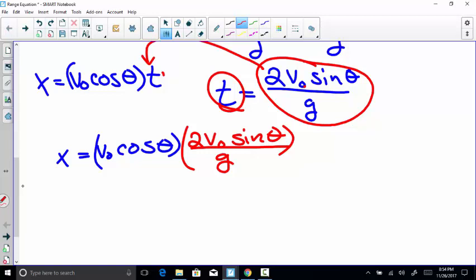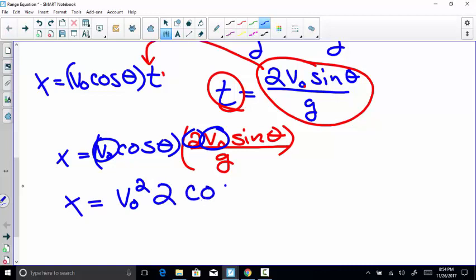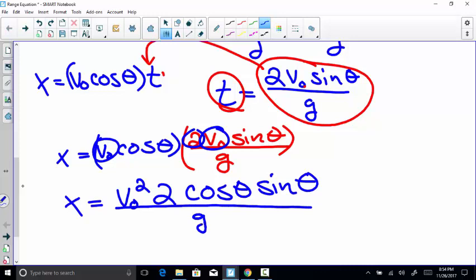Now I'm just going to rewrite this. I am going to take v initial times v initial, so I'm going to get v initial squared times 2 times the cosine of theta times the sine of theta, all divided by g.